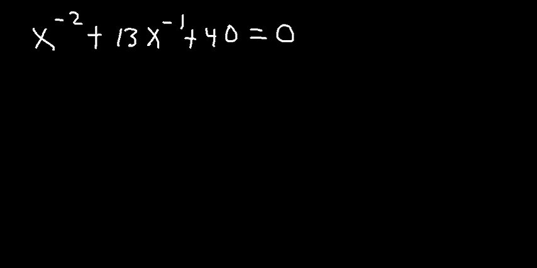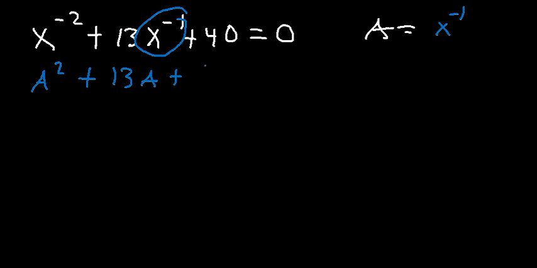Try this one. x to the negative 2 plus 13x to the minus 1 plus 40. And this one we're going to solve as well, in addition to factoring this particular function. So we're going to set a equal to the middle term, which is x to the minus 1. So right now we have a squared plus 13a plus 40.